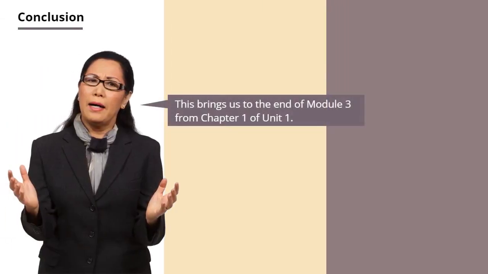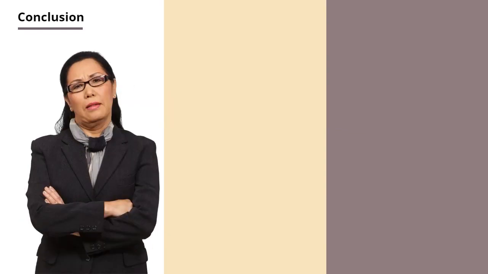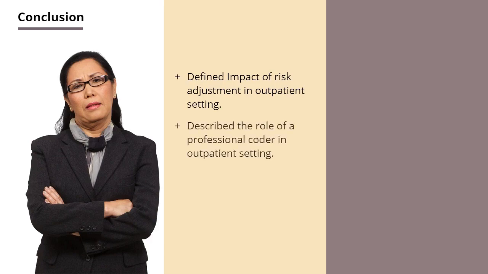This brings us to the end of Module 3 from Chapter 1 of Unit 1. In this module, we defined the impact of risk adjustment in an outpatient setting, infrastructural arrangements, and finally described the role of a professional coder in an outpatient setting.